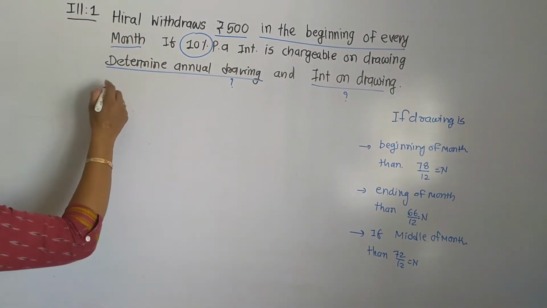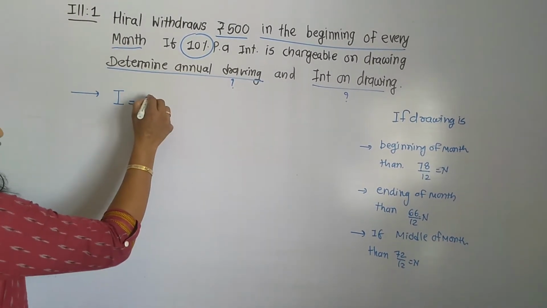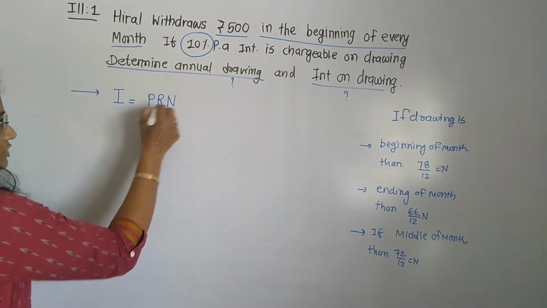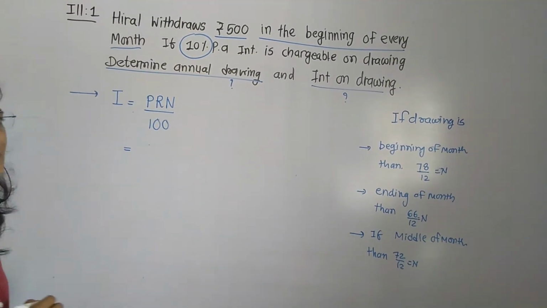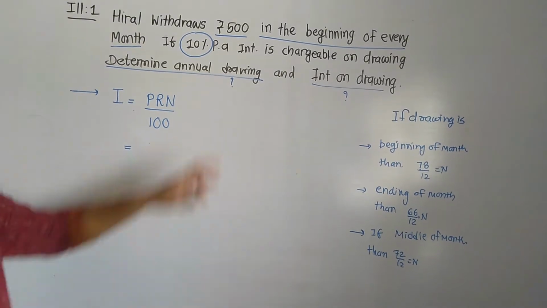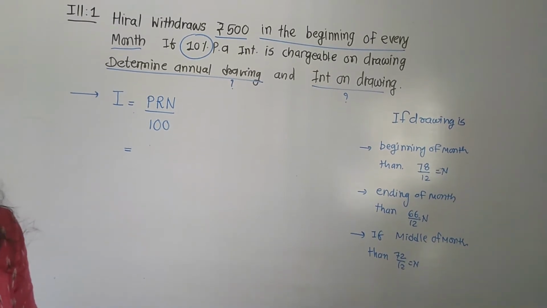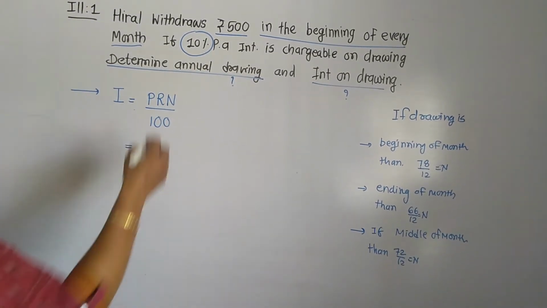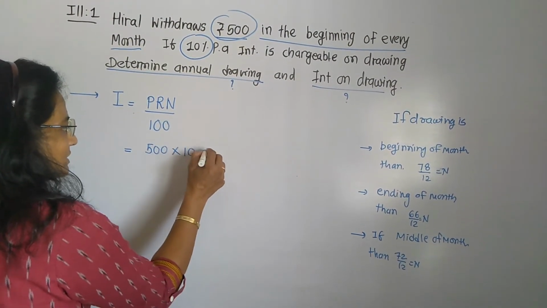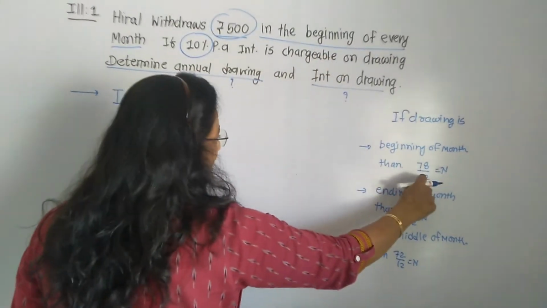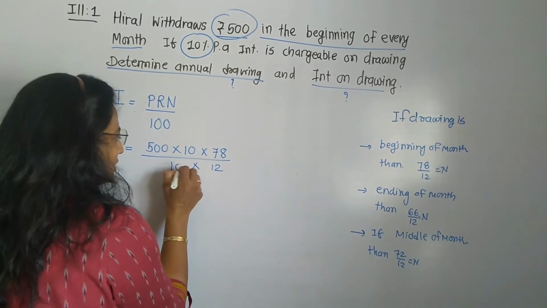Let's start. Here, first of all, we find I, interest on drawing. And the formula for calculation of interest on drawing is PRN upon 100. P means principal amount, drawing amount. But in monthly based sums, we must want the monthly base drawing amount. Is it with us? Yes, 500 rupees. R, 10%. And beginning of every month, then 78 upon 12 into 100.